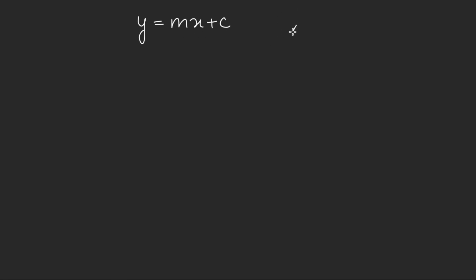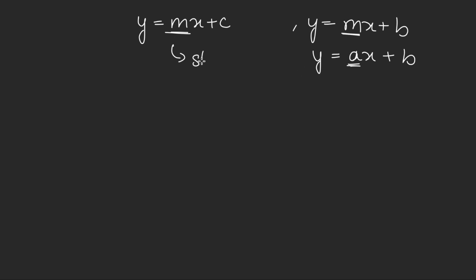Or in some books you'll also see it as y is equal to mx plus b or y is equal to ax plus b. They all mean the same thing, where the coefficient of the x component, which is m or a in this case, is equal to the slope. The c over here is equal to the y-intercept. Now we'll see in detail what each of these mean, okay?